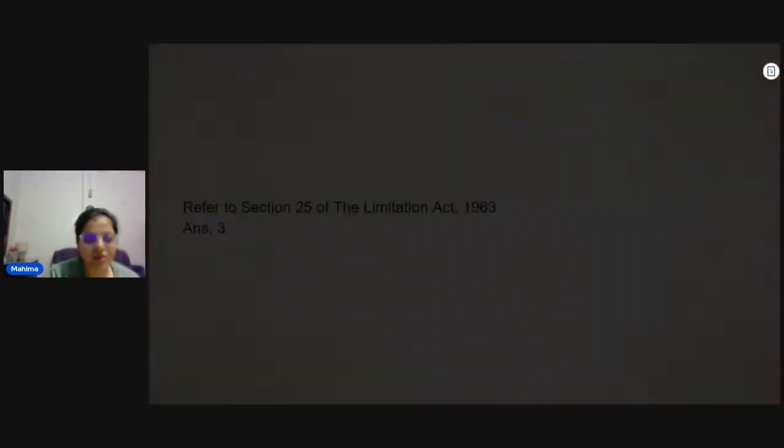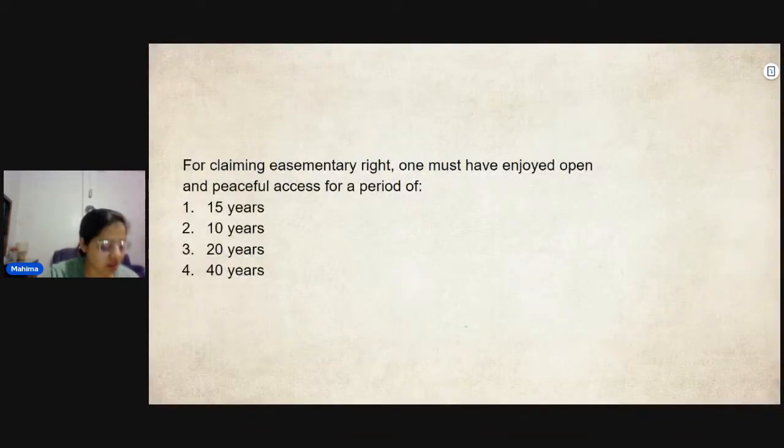Yes, it is option number C, which is section 25. Yes. By prescription is section 25. For claiming easementary right, one must have enjoyed open and peaceful access for a period of 15 years, 10 years, 20 years, or 40 years. Come on, the language is changed, but the question is same.